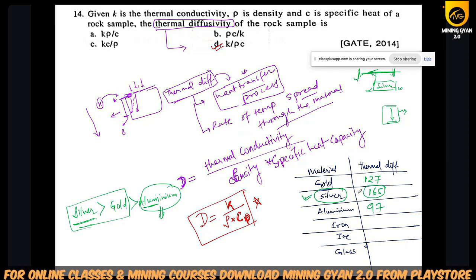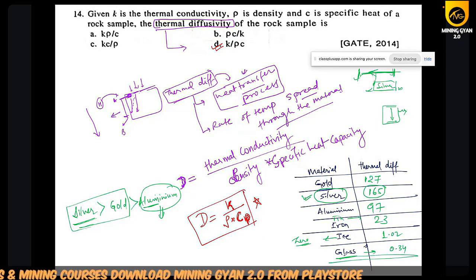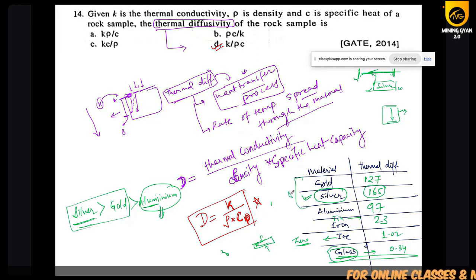Then iron is 23. You can also write tin, then iron. Ice diffusibility is nearly 1.02 at 0 degree. And glass thermal diffusibility is 0.34. That means the probability of current passing through the glass is very less, so sometimes it can work as insulation, not 100%. But if you use gold and silver, you get more efficient transfer, then aluminium, then iron. So that is the chart of thermal diffusibility.